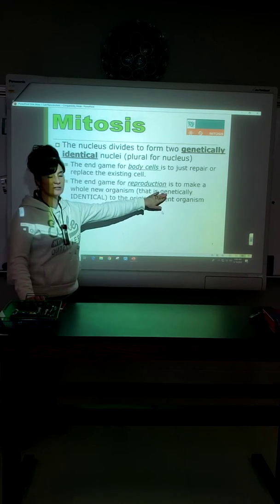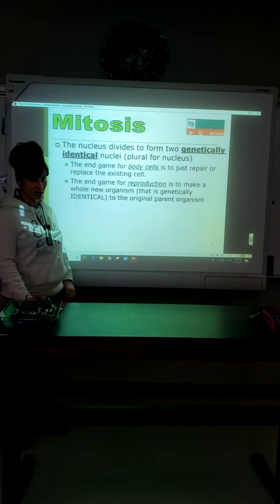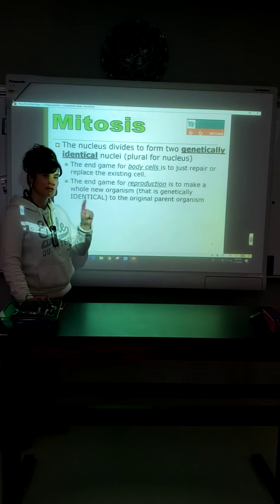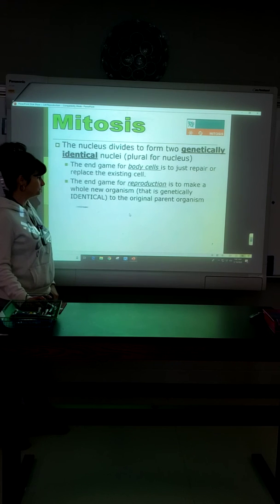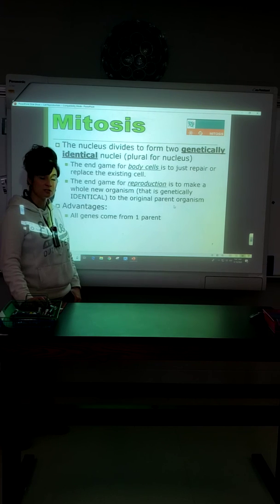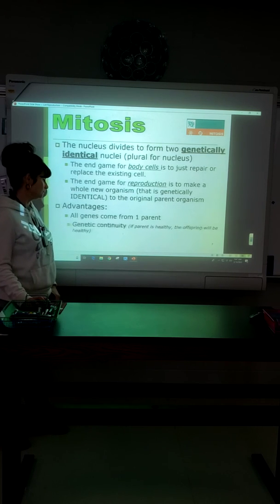And again, there's those words again, genetically identical. That goes with mitosis. That is for asexual reproduction. Those three things go together: mitosis, asexual reproduction, and genetically identical. So here's some advantages. All genes are going to come from one parent. You only need one parent. So if populations are scarce, well, you don't have to try to find a mate. There only needs to be one individual.